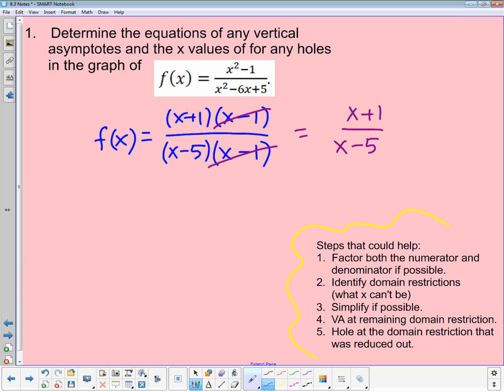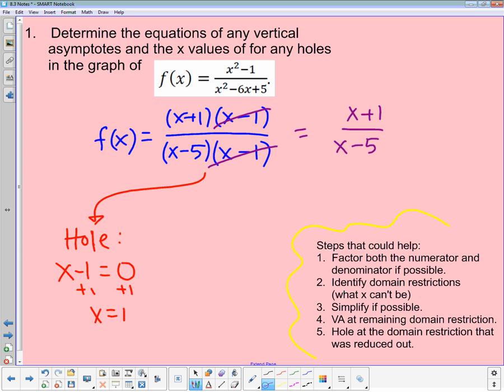So now here's what happened. The ones that canceled out end up being a hole. So the hole in the graph is where x minus 1 is equal to 0, because that's the factor that canceled out. When I set that equal to 0 and solve, I add 1 to both sides, and I get x is equal to 1.